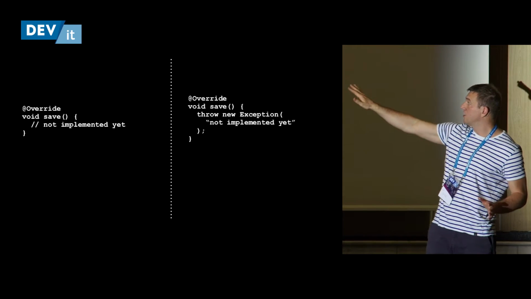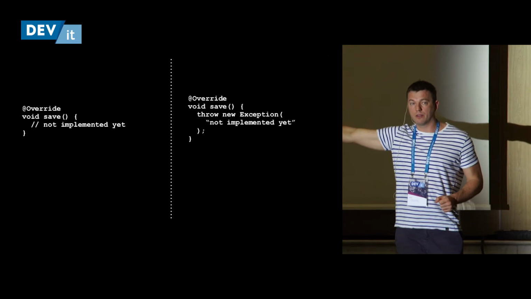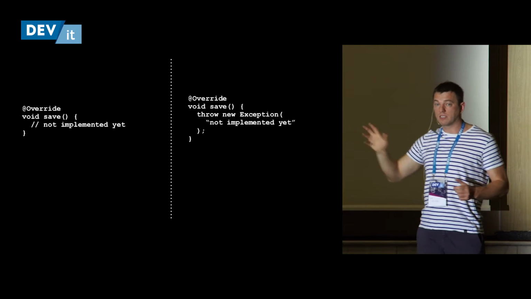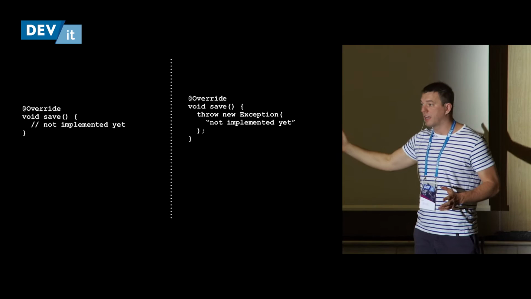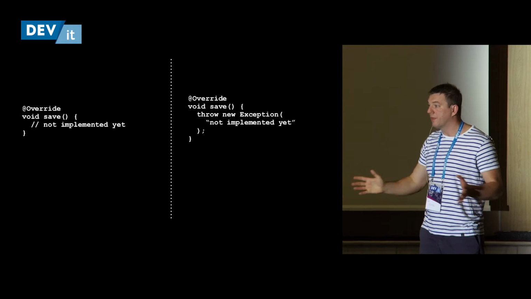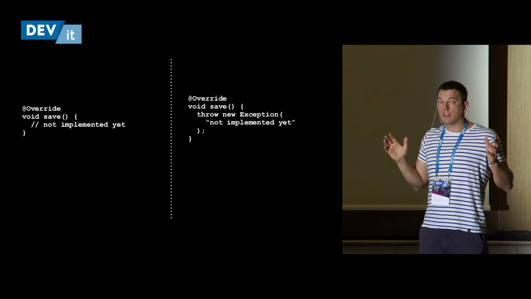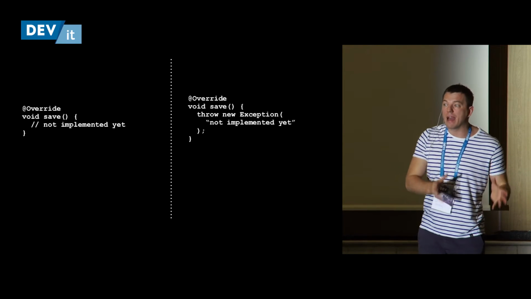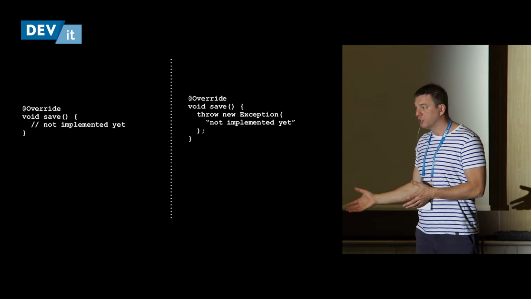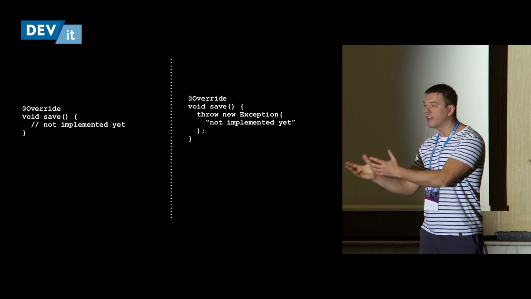So what I do, I say not implemented yet. This is just a comment there. It's not real code. So when somebody will call method save, what is going to happen? Nothing. Nothing will happen, nothing will be saved, nothing will be executed. The client will not understand that they actually called the method which was not implemented. So they called something which is not there yet.